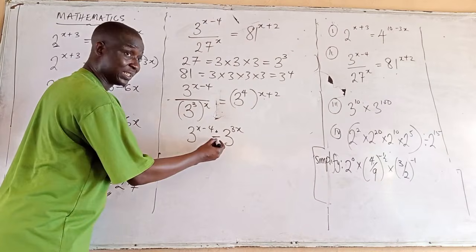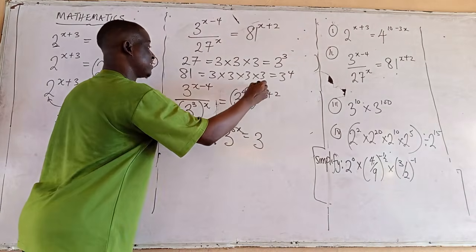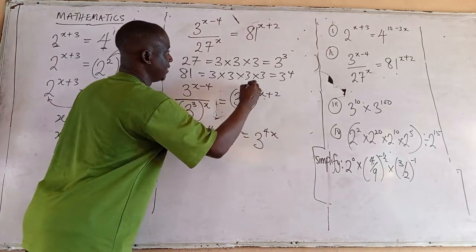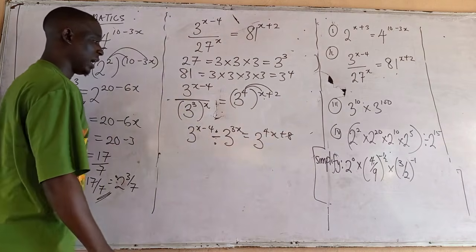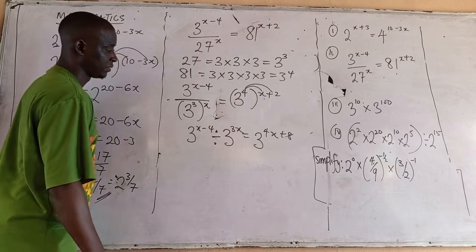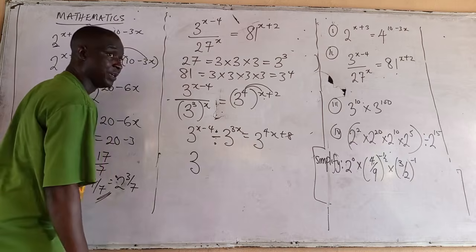Do you know this is also the same thing as this? Equal to 3 raised to, this times this is 4s plus 8. So what do we have? We are going to take one base.